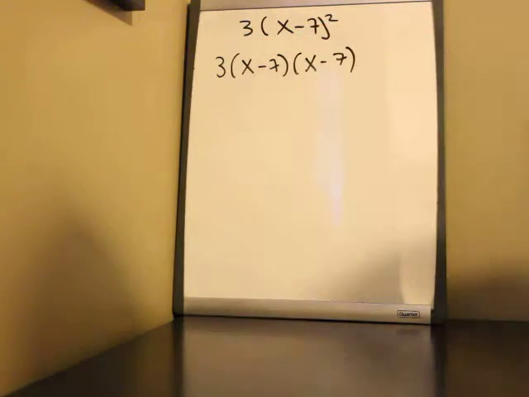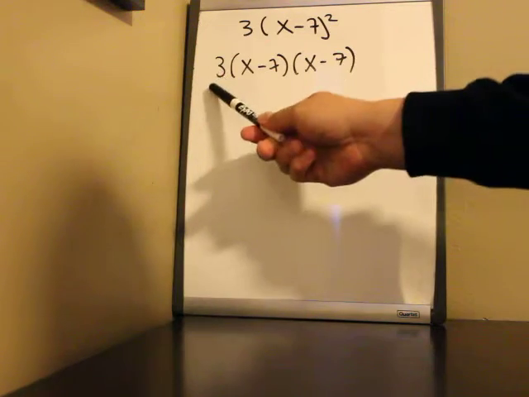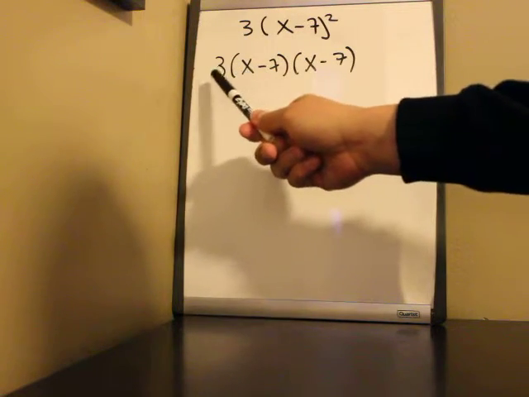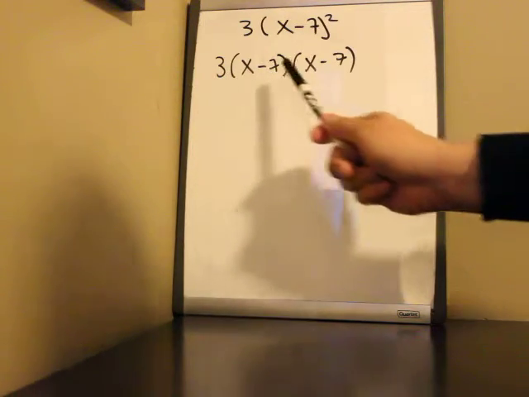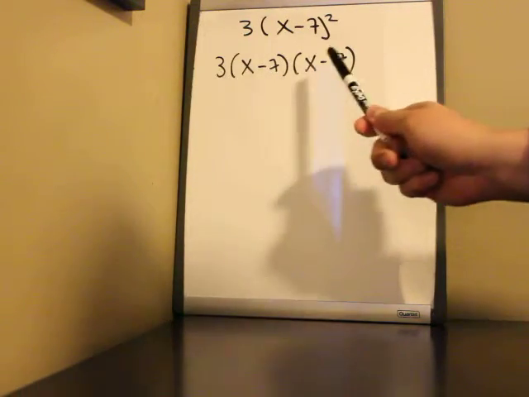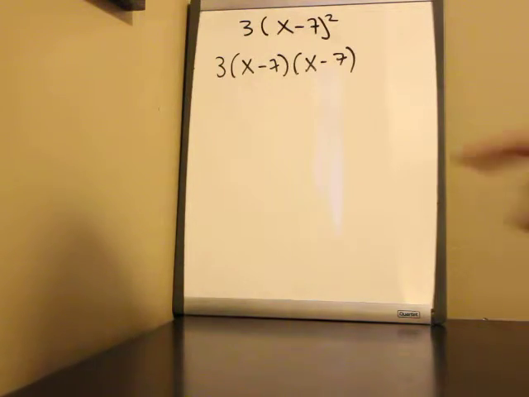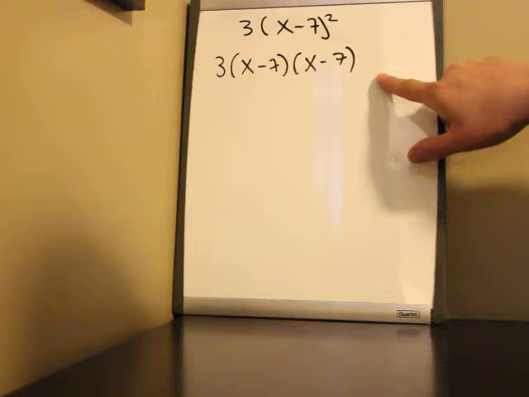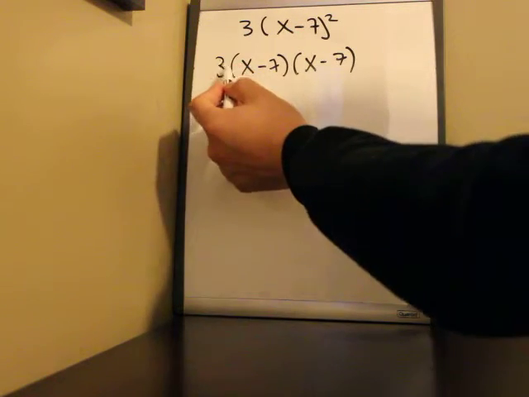These numbers are multiplying, and a lot of you had the idea that you would take the 3 and distribute it into the x, so you get 3 times x and then 3 times negative 7, and then you would take the 3 and do it again with the other x minus 7. We cannot do that. We cannot distribute the 3 to the whole thing, okay? Because I'll show you why. Because right now these are multiplying.